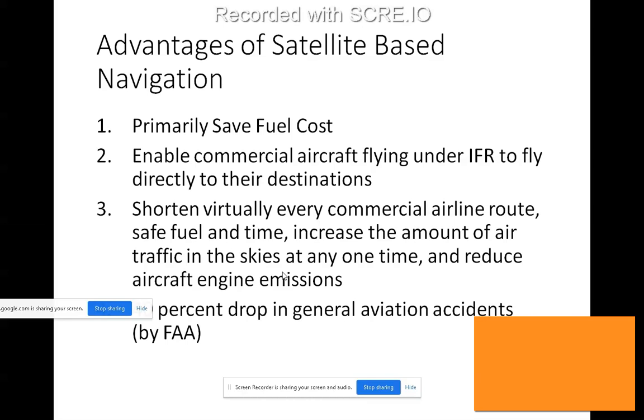And then it shortens virtually every commercial airline route, saves fuel and time, increases the amount of air traffic in the skies at any one time, and reduces aircraft engine emission also. So mostly you will be using satellite based navigation for commercial aircraft, to save fuel as well as time, and to avoid traffic in the sky, as well as to reduce aircraft engine emission.